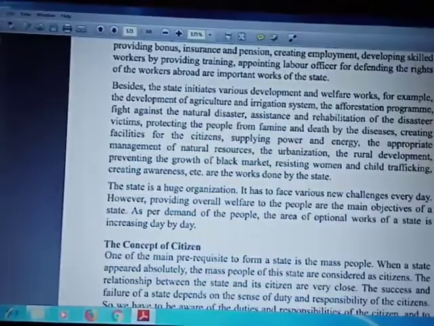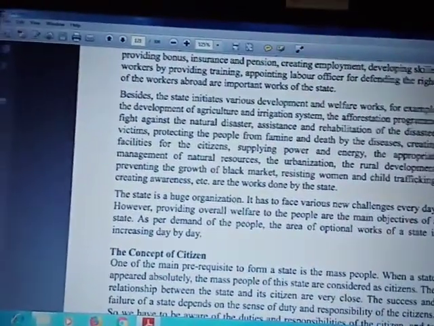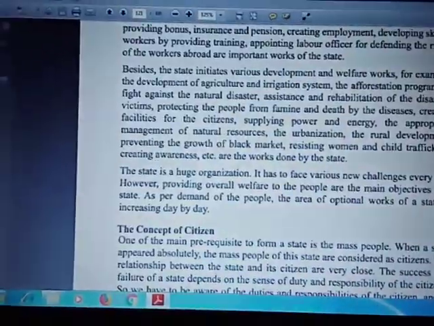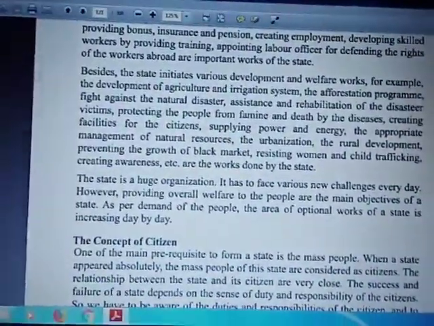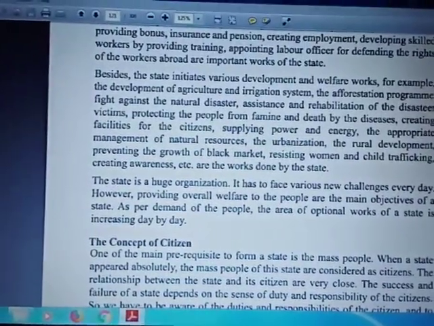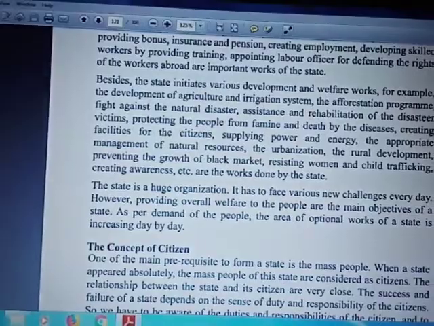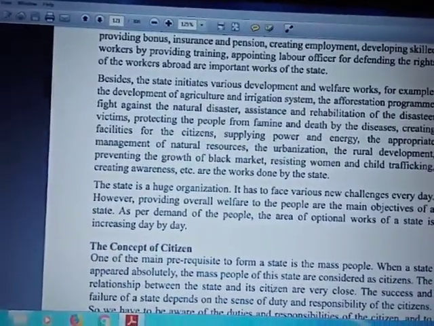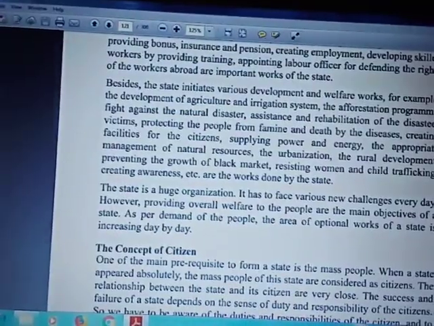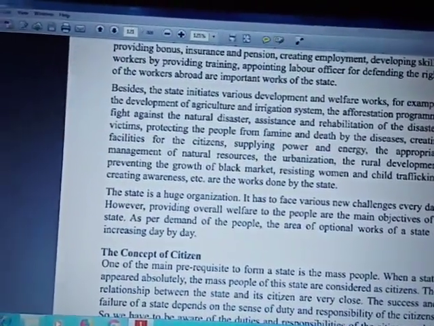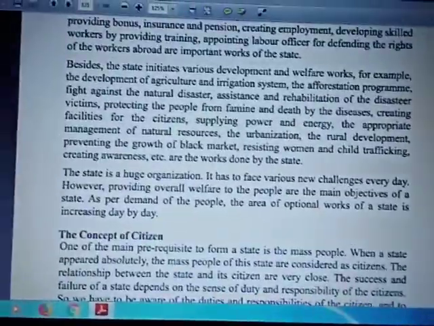The state is a huge organization. It has to face various new challenges every day. So, however, providing overall welfare to the people is the main objective of a state. As per the demand of the people, the area of optional works of a state is increasing day by day.